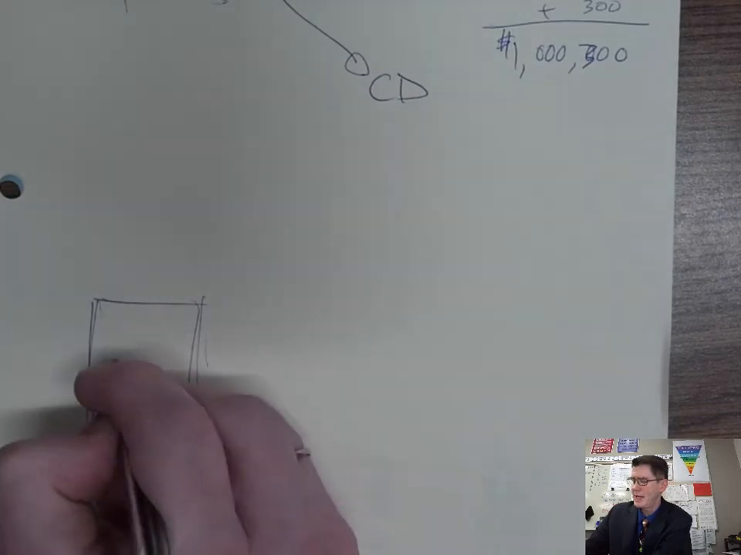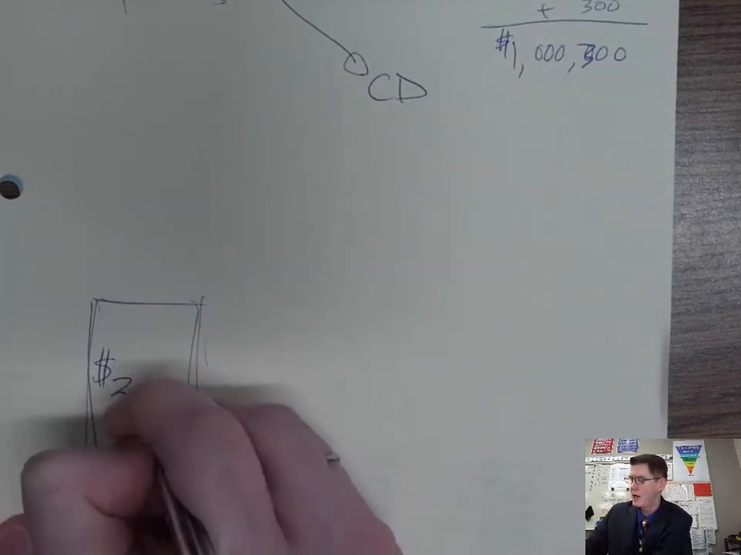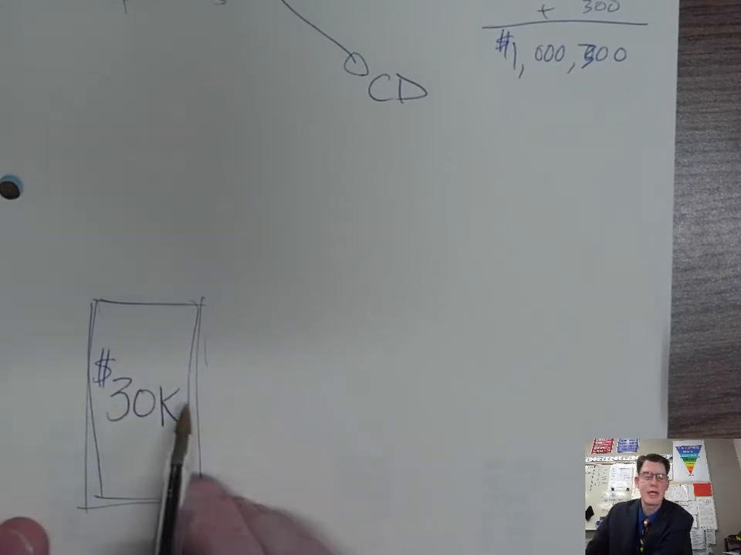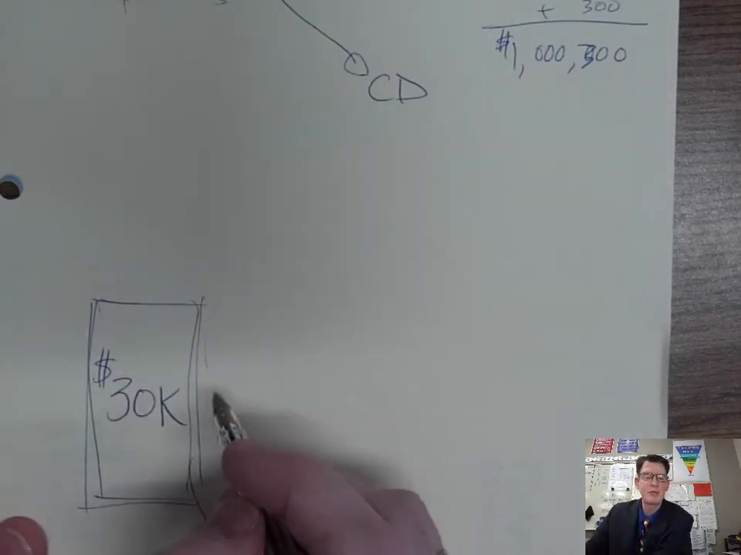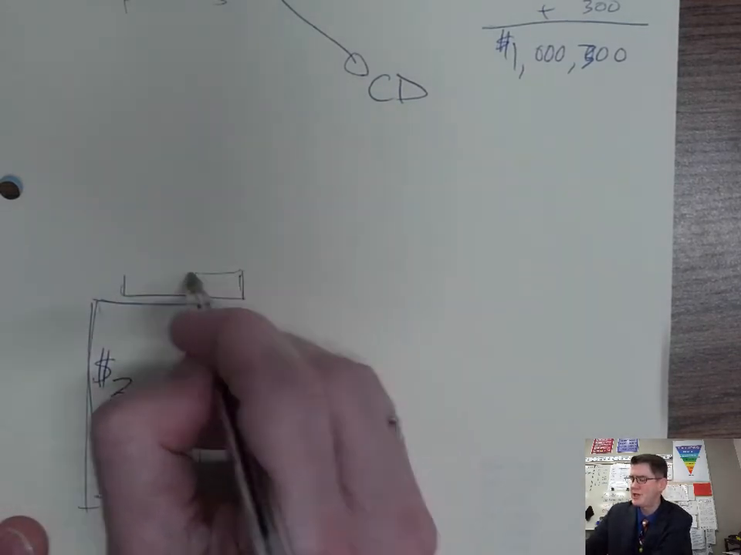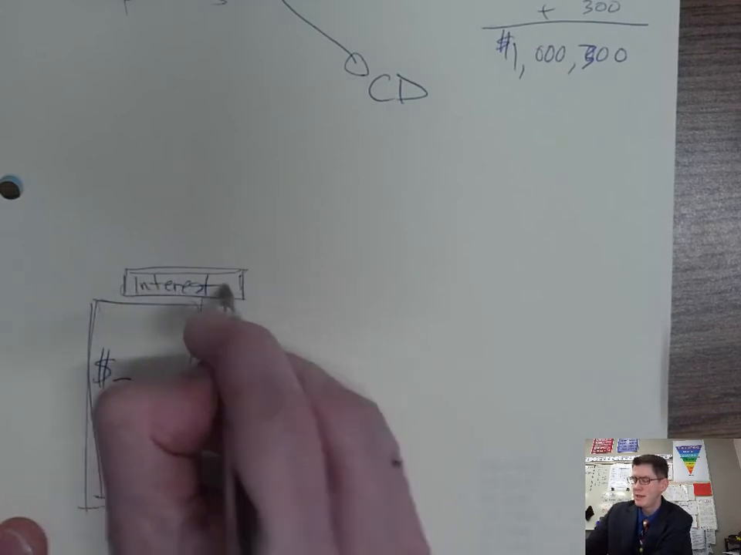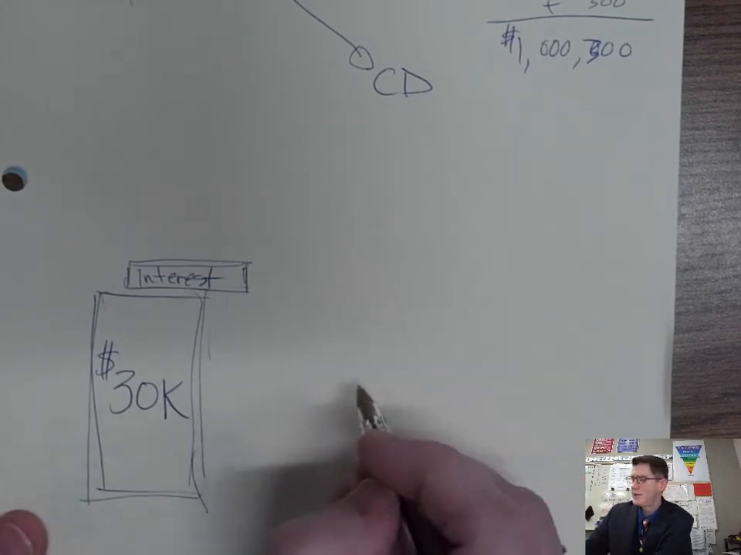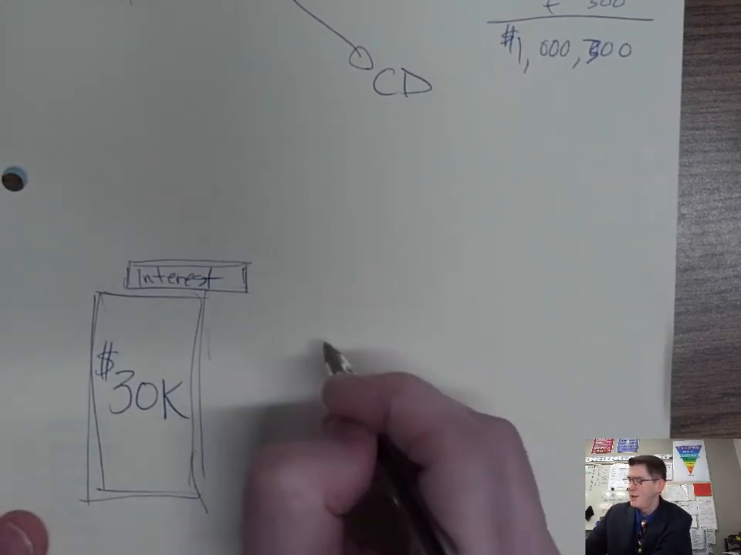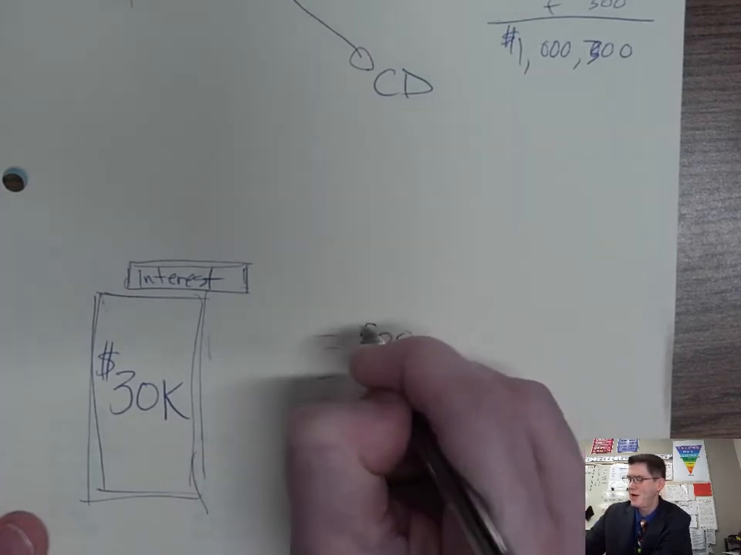Let's say that somebody wants to buy a car, and the car costs $30,000, 30K. K means thousand, so 30,000 bucks. Well, they have to borrow that money, and the person says, "You can borrow my money, but you have to pay me interest to do that. You have to pay me more money if you want to borrow my $30,000 to buy a car."